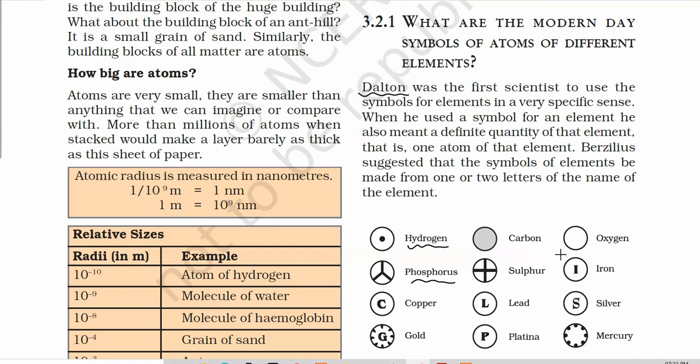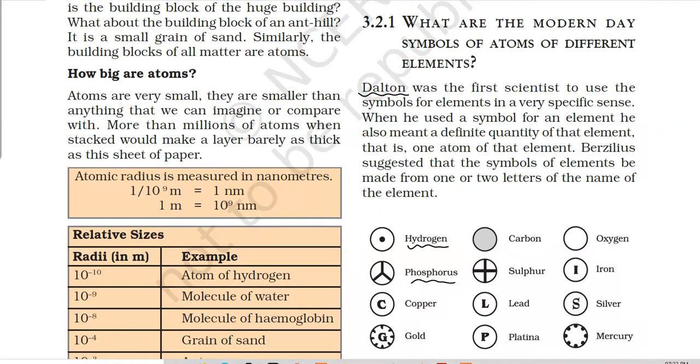For oxygen, a large, big circle. For iron, a circle with I. For silver, a circle with S. For mercury, a circle with small dots at the corners, on its circumference. So like this, different symbols were provided.